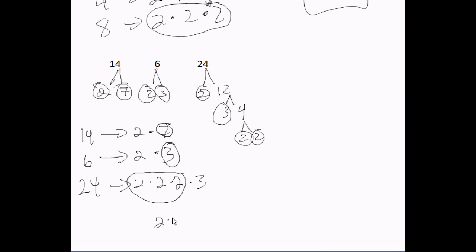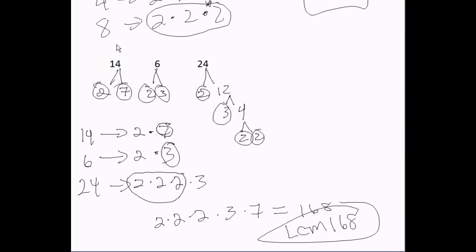and multiply all these together. 2 times 2 times 2 times 3 times 7. This is going to be my LCM. So 2 times 2 times 2 times 3 times 7, and you should get 168. So my LCM is 168 for 14, 6, and 24.